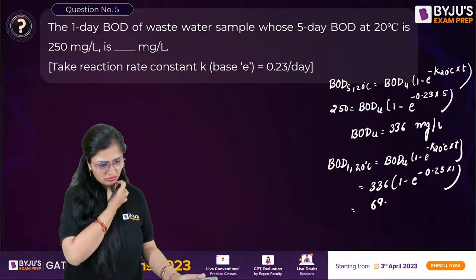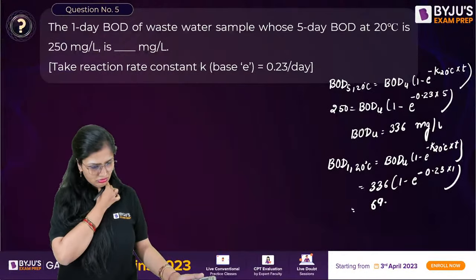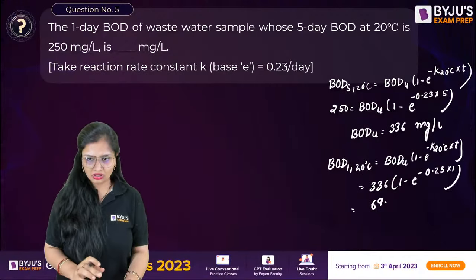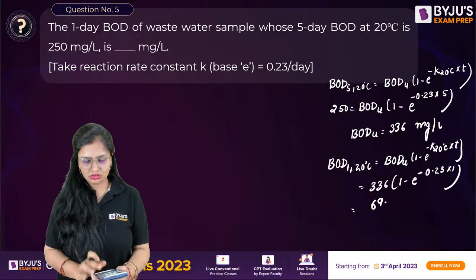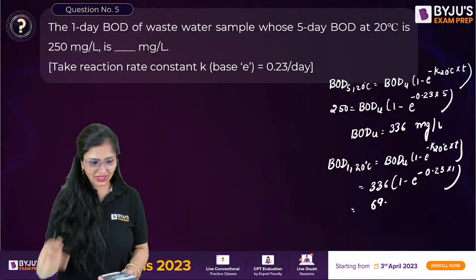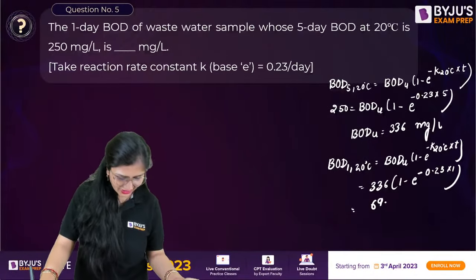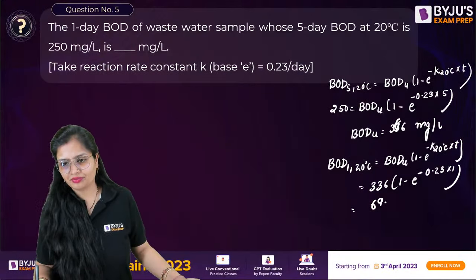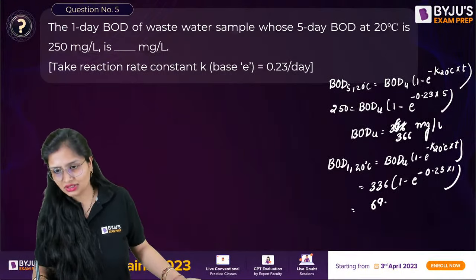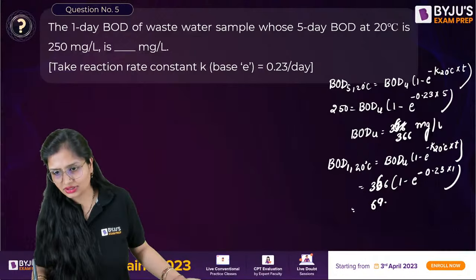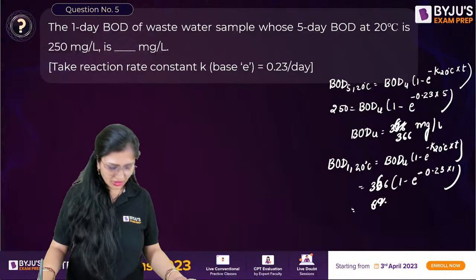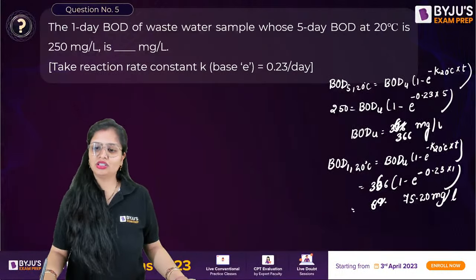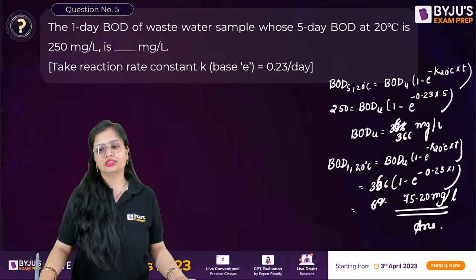69.036. 75. Have I done something wrong or what? 336 I have taken. It is 366. Okay, that's why. 366. Okay. Here also 366. So how much is it coming? 75.20. Correct. You guys are telling me, so tell me the correct one. This will be the answer.